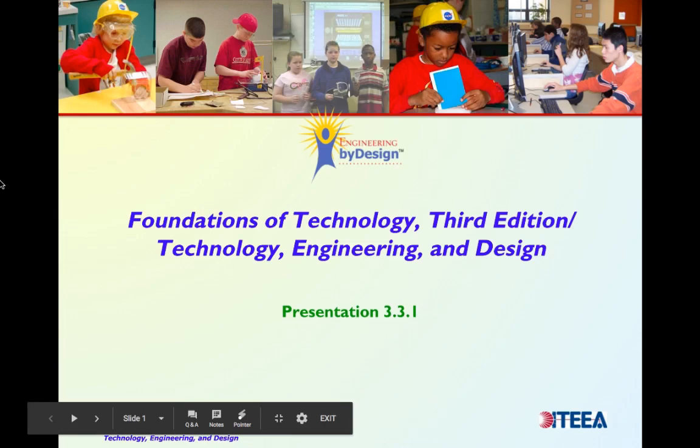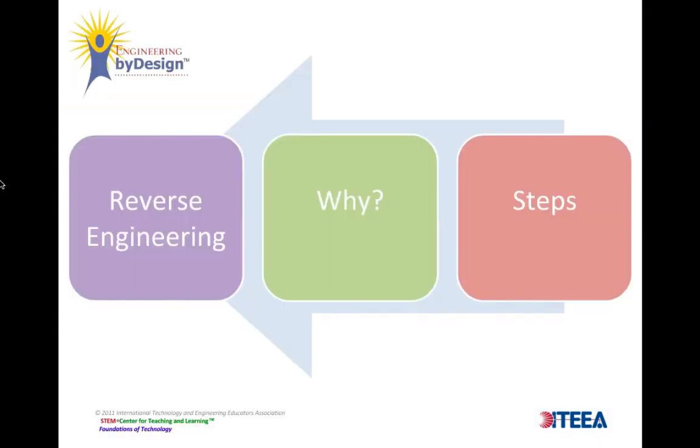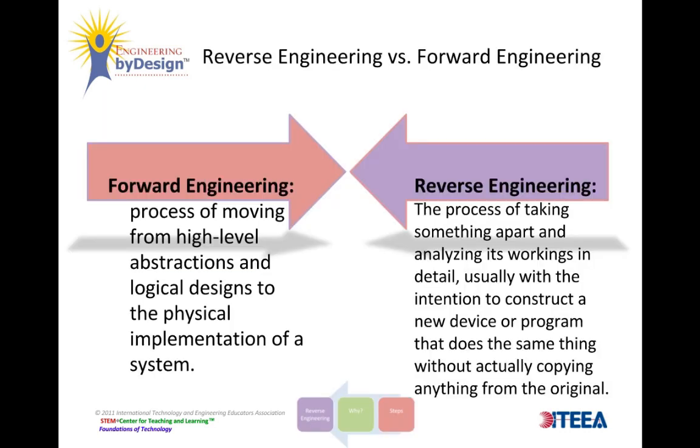So please pay attention to and take notes on this presentation. Okay, Unit 3, Section 3, Part 1. Why study reverse engineering? What are the steps in reverse engineering? So we have reverse engineering and we have forward engineering. There is a difference. Forward engineering is a process of moving from a high-level abstraction and logical design to a physical implementation of a system.